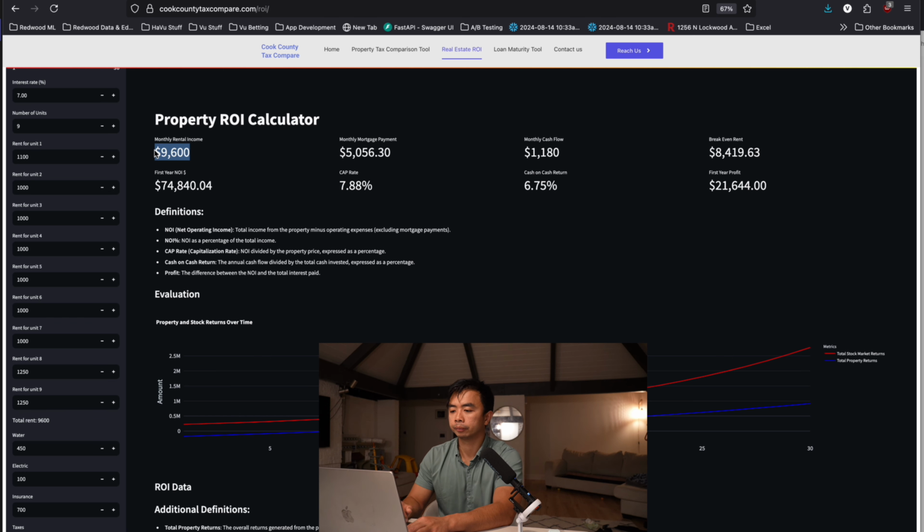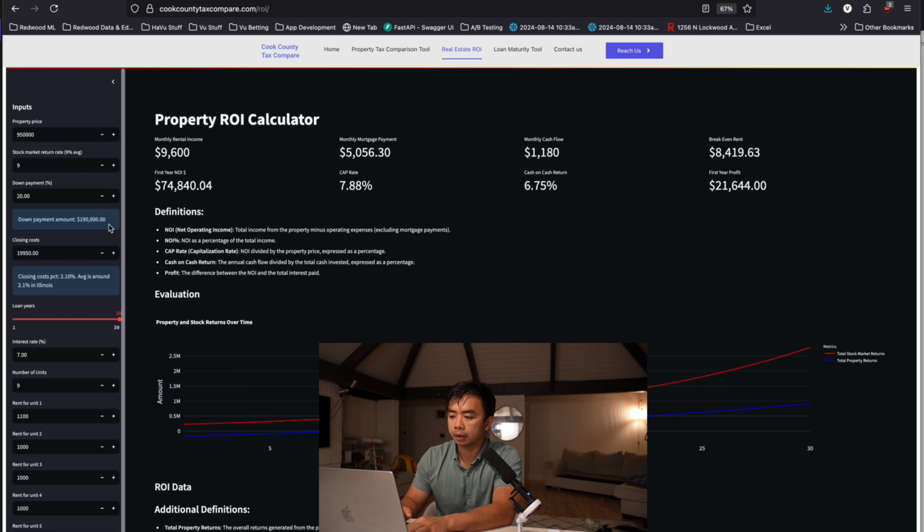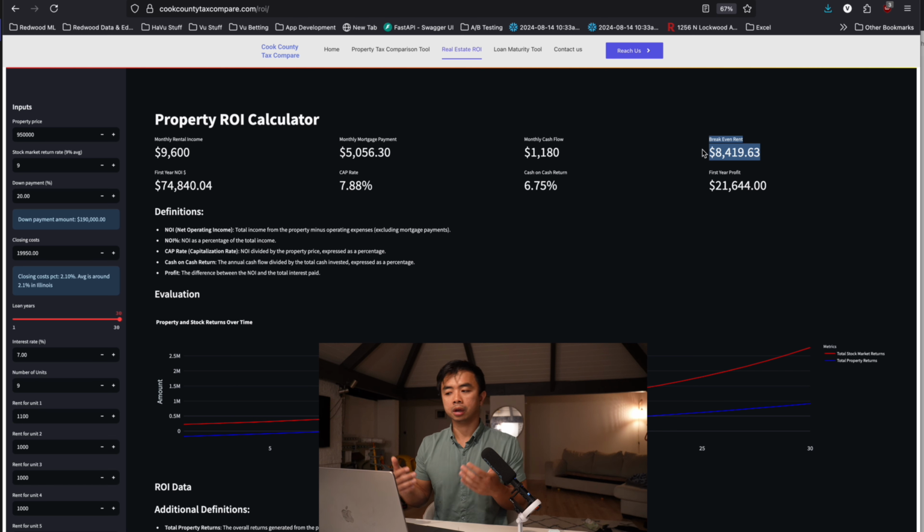So let's take a look at this property. As I mentioned, $9,600 per month. Total mortgage payment without escrow is $5,000. Again, you're putting down $210,000. Your monthly cash flow, which is pretty much how much profit you'll be earning, is $1,200. Your break-even rent is $8,400. So you're making $9,600, but your break-even rent is $8,400. So this property, with all these numbers, will cash flow positively. Your first year net operating income, which is basically profit without subtracting the mortgage, is $75,000.